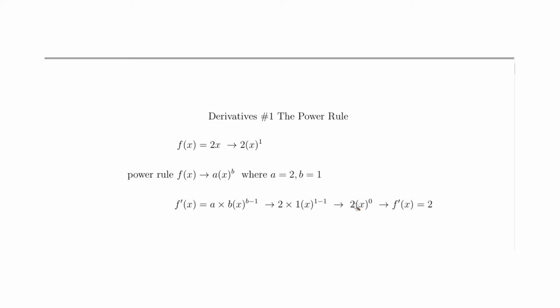So that gives us then 2 times x to the power of 0. Well, x to the power of 0 is 1. So 2 times 1 is essentially 2. So therefore our first derivative of 2x is 2. Okay, so that's a nice easy one.